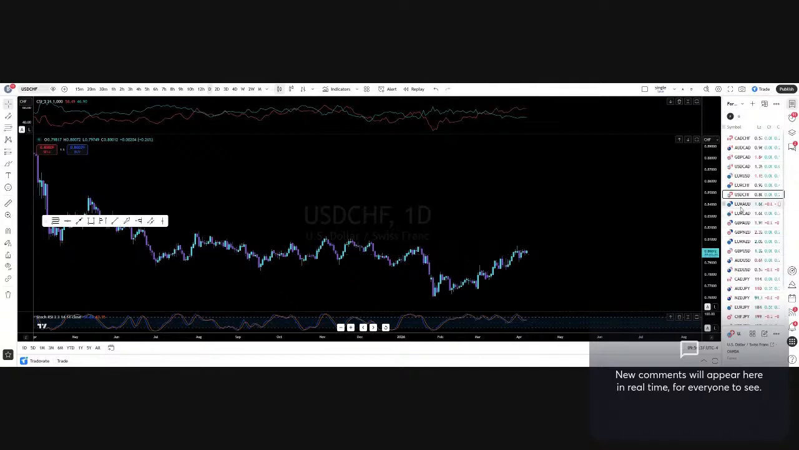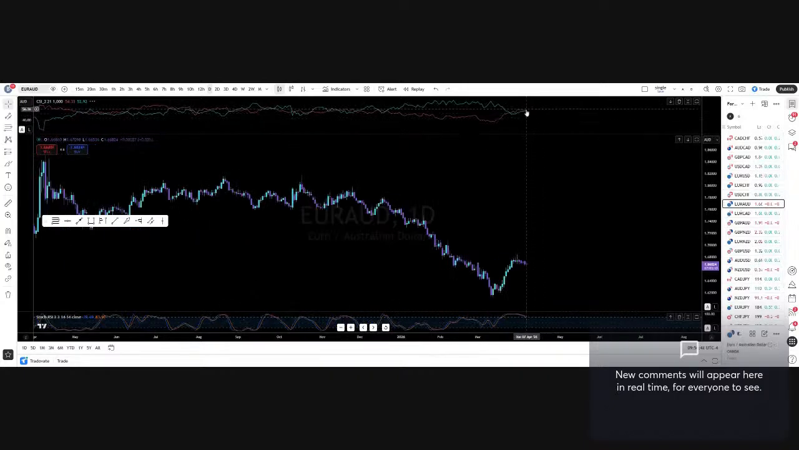Dollar Swiss, yeah, again, not much really happening right now. The last entry was way back here. Okay, so again, I'm just looking at the right edge of the chart. This one's kind of interesting.